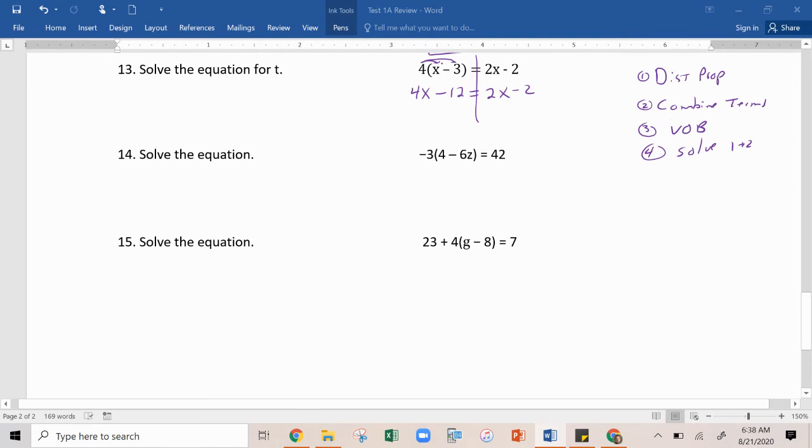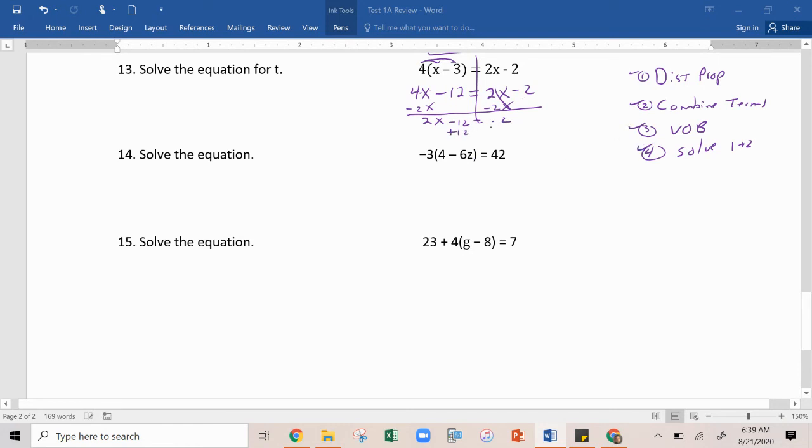So I see distributive property, I do that first. Now look on this side, I can't combine anything. I look on this side, I can't combine anything. So I did that step and that step. Now, do I have variables on both sides? Yes. And remember, if you move the smaller one most of the time, it's going to make it easier for you so you don't have negatives. So 4x minus 2x is 2x. Bring down minus 12. Bring down negative 2. Now we got a two-step equation, right?